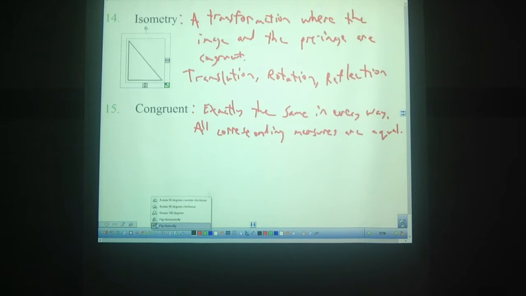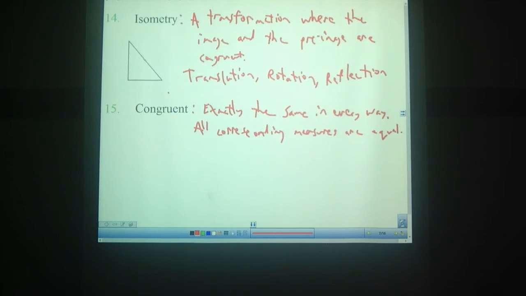Notice it takes me more steps in my software to do this. I have to go over to different menu options to flip it around. But I can flip it. I can flip it good. Or with your paper, in order to flip it over, you have to take it off the table a little bit. Whereas translation or rotation, you can do more easily.